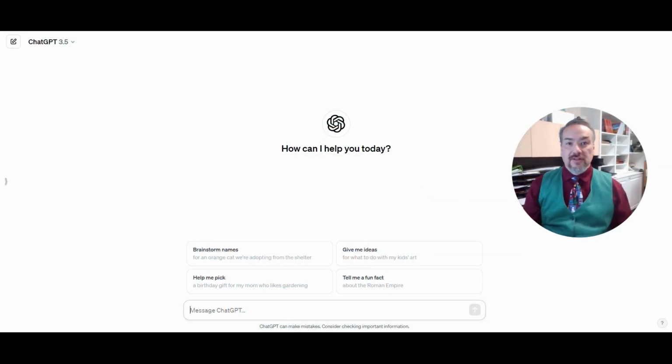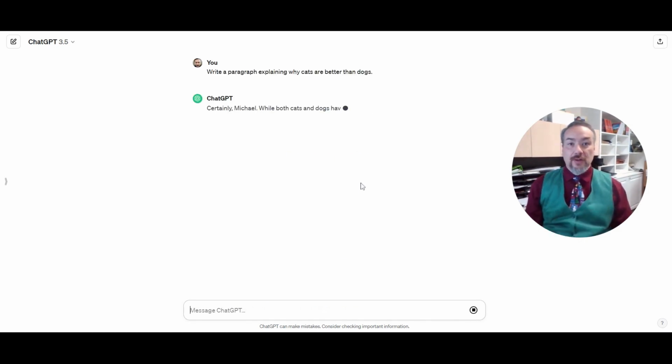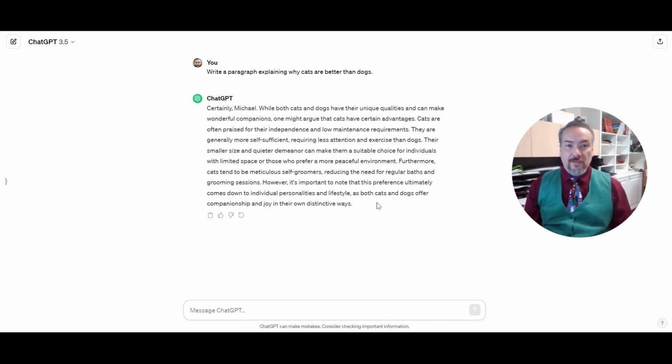The first scenario is that the student just takes the assignment, drops it into ChatGPT, and gets it to write it for them. Let's just do that with our cats are better than dogs paragraph. Here we go. And there you go, it writes it for them. It's pretty clear. It has a clear rationale. It communicates it very well. And the student doesn't really have to invest any of their own thought into this.